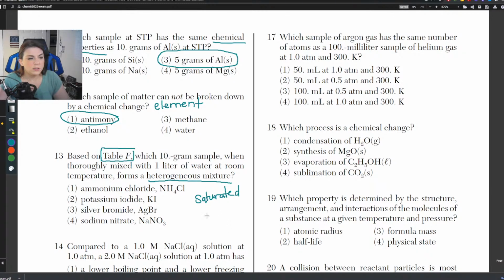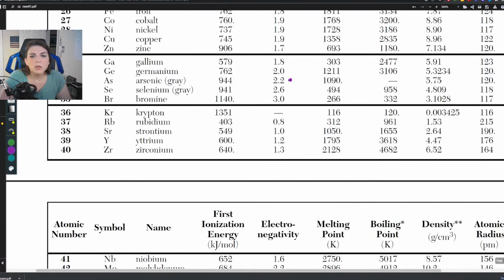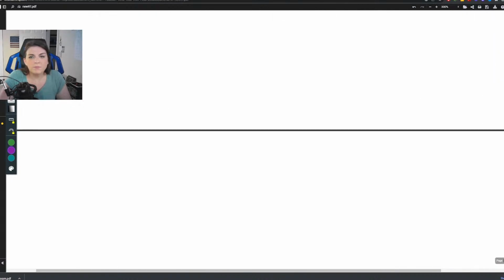Saturated solutions, or rather heterogeneous solutions, means that you are going to have liquid and you're going to have some solid sitting on the bottom. And for some reason, this thing doesn't want to dissolve. You are only taking 10 grams of this and dissolving it in 1 liter of water, which typically means that this thing that you're talking about is insoluble. So we're going to go take a look at table F.